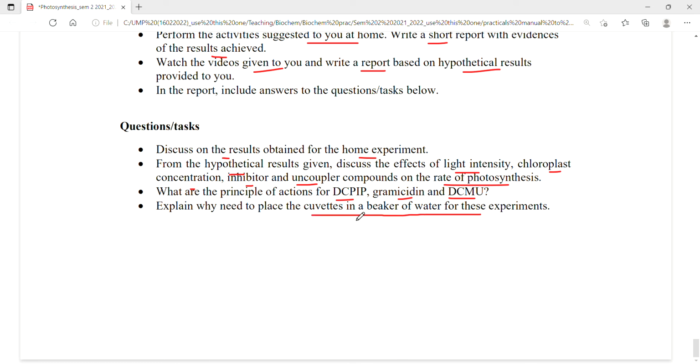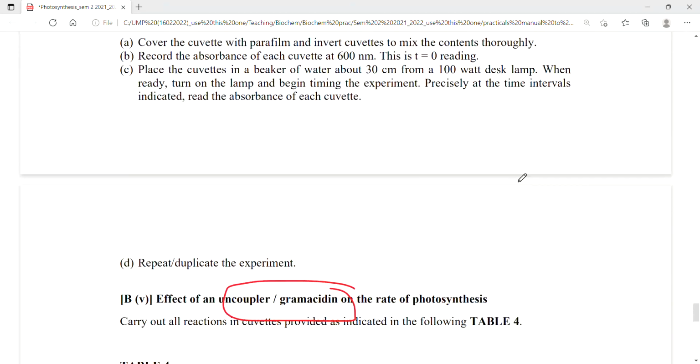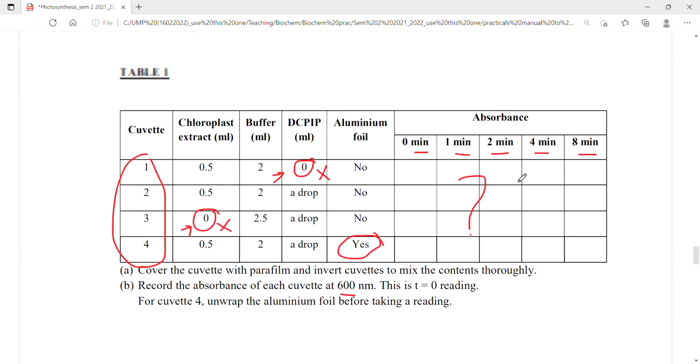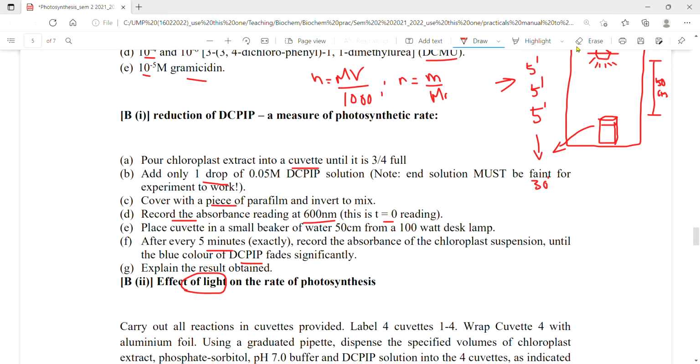Yeah, looks like I have not shown that one. Let me correct myself. Okay, one thing I have left out is the drawing. Okay, let me do it correctly. They actually ask you to put this in a beaker.